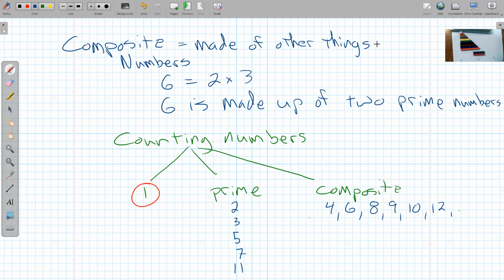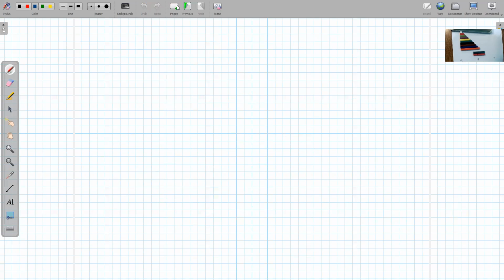Okay, moving along. We're almost ready to get back to the activity.